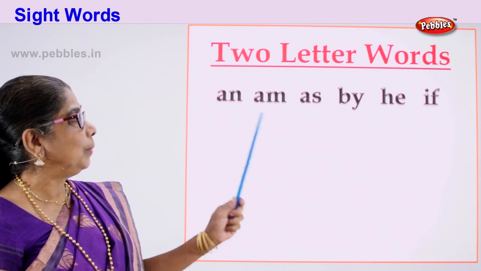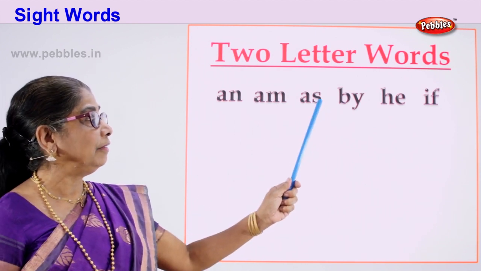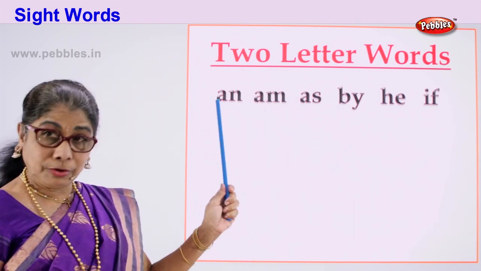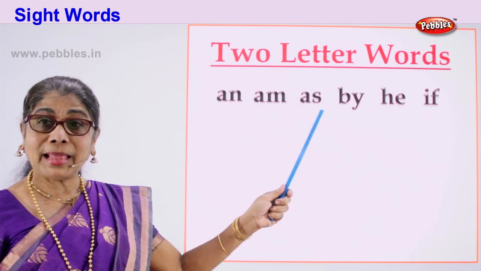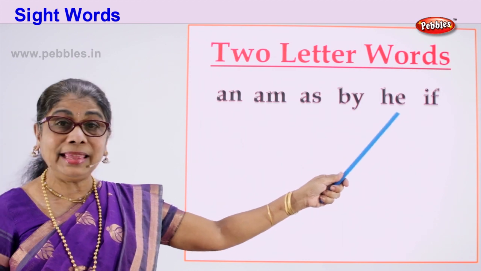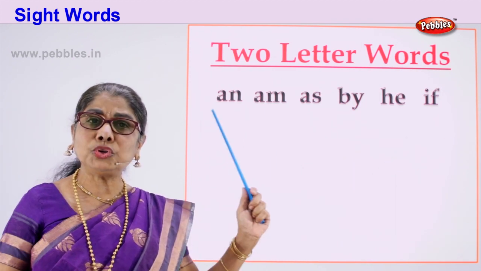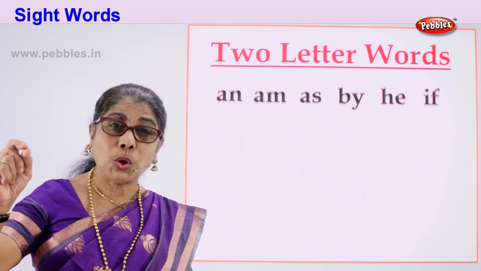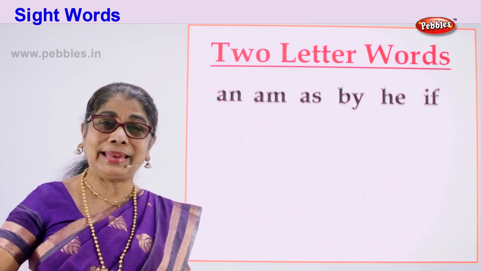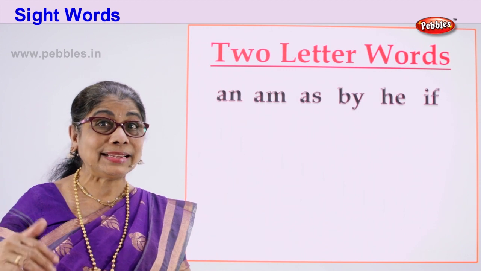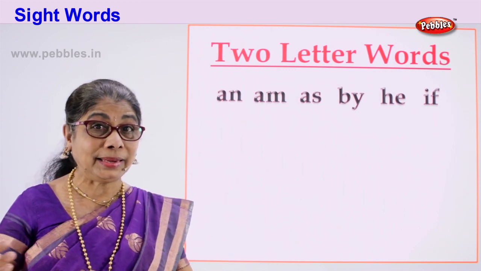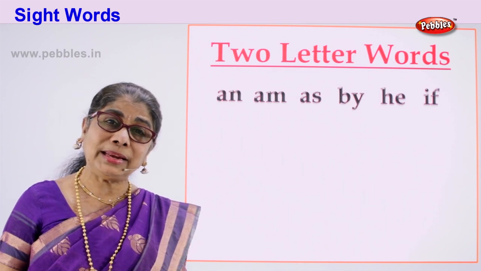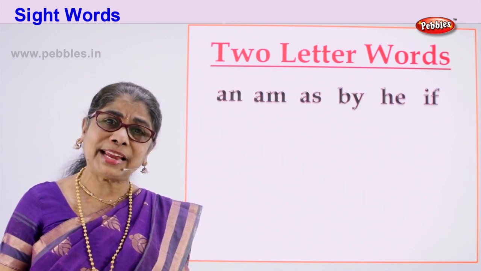Good. Now, we have here 6 sight words. Quickly read it for me. Good. And, am, as, by, he, if. Excellent. So you will read this quickly, understand it without spelling it. Okay? Because it is a sight word. It is repeated all the time in the page. Shall we look at one more set of sight words?